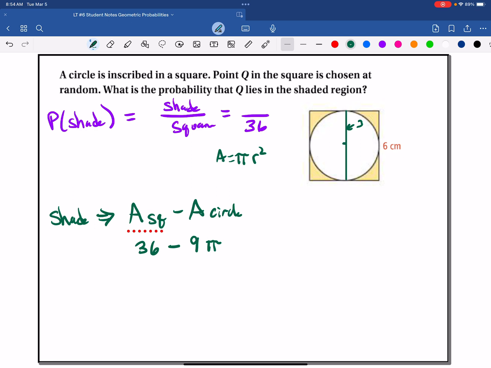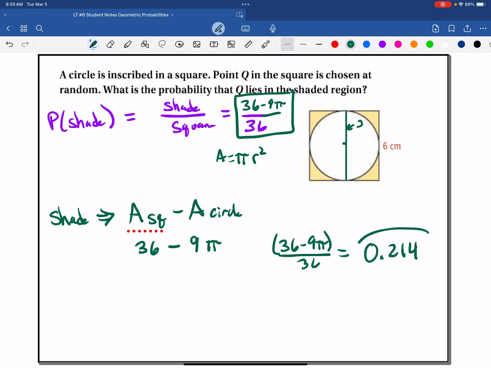And let's calculate that. I mean, if we want to keep it exact, we could do this: 36 minus 9 pi, and that would be the exact. But let's calculate what that is. 36 minus 9 pi divided by 36. And keep in mind, when you type that in, you've got to do parentheses. You get 0.214. So that's as a decimal what the probability of landing in the shaded region would be.